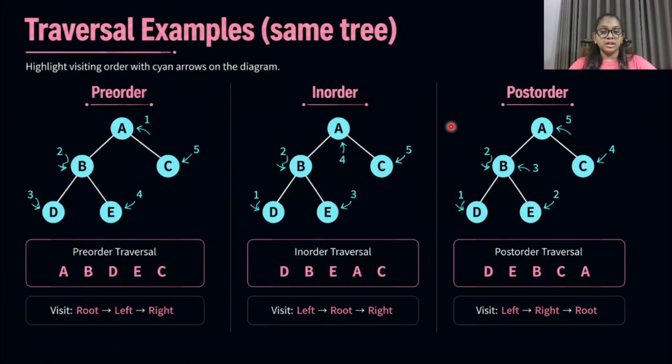Now let's move to the inorder traversal. Here we first go completely left before visiting the root. So we start from D and then move back to B, then E. After visiting the left subtree, we visit A. And finally C. So inorder becomes D, B, E, A, C. Now for postorder traversal, this time the root comes last. So we first complete the left subtree, D, E, B, then the right subtree, C, and then finally the root. So the postorder traversal becomes D, E, B, C, A.